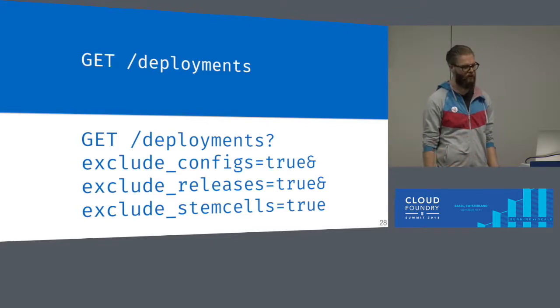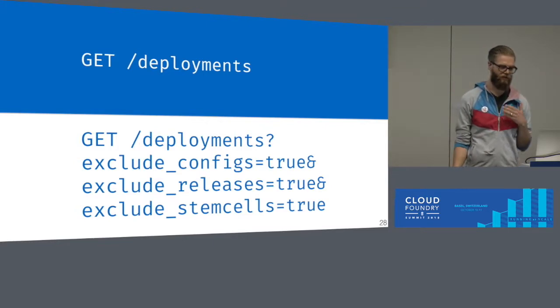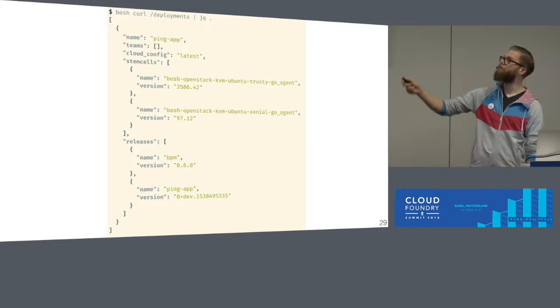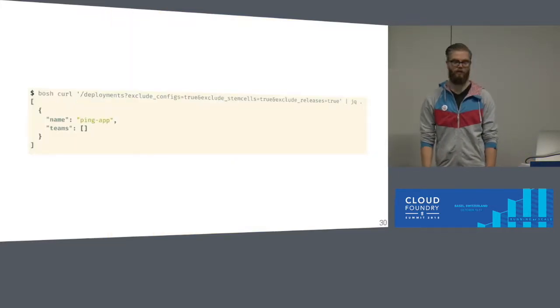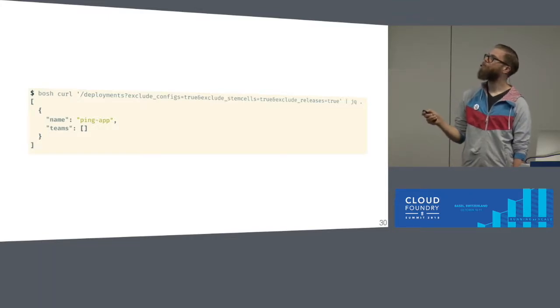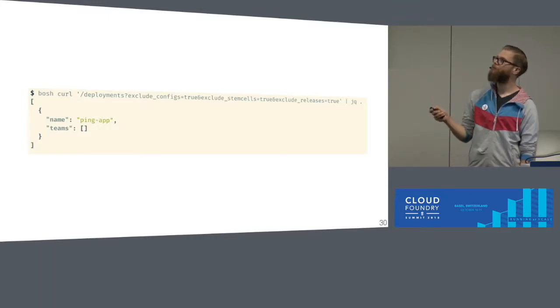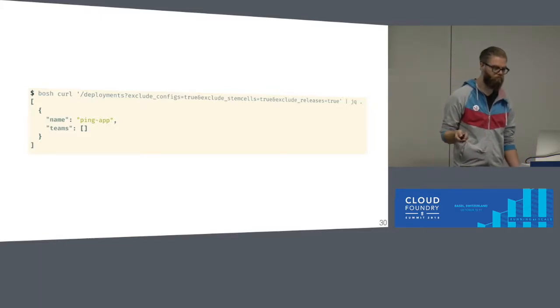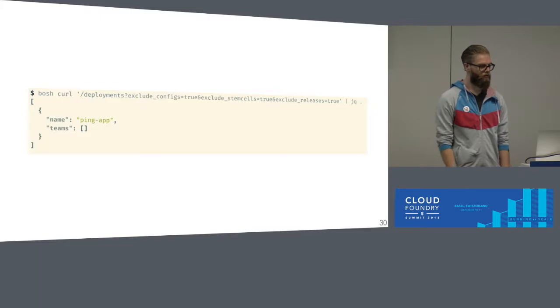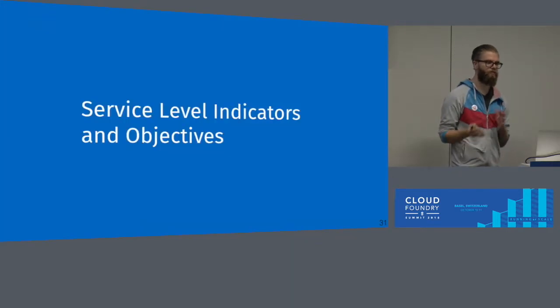Right? So that meant the JSON that you used to get was this. You get your deployment and your name, and then you get a bunch of things you don't care about. Stem cells, releases, configs, and so on. And now, it looks like that. Right? Just include all the exclude parameters, and you just get what you care about, which is the list of deployments. Right. OK, so far for the reactive mode.